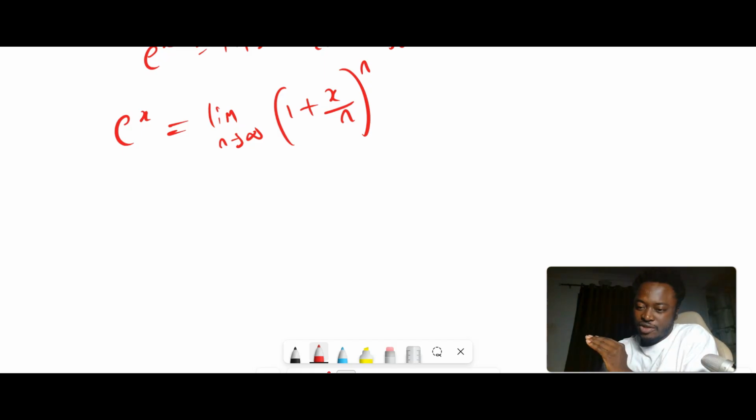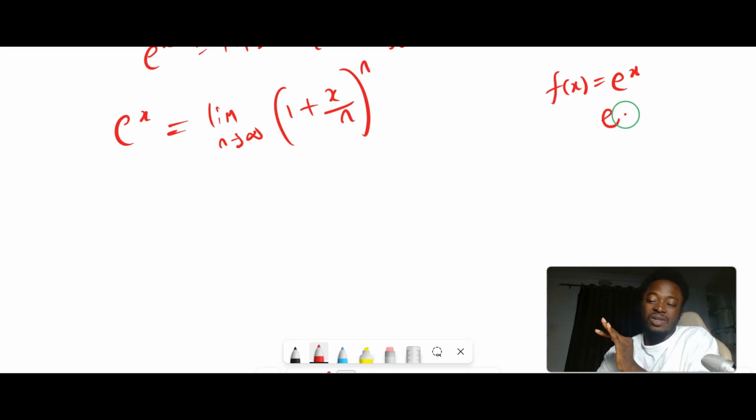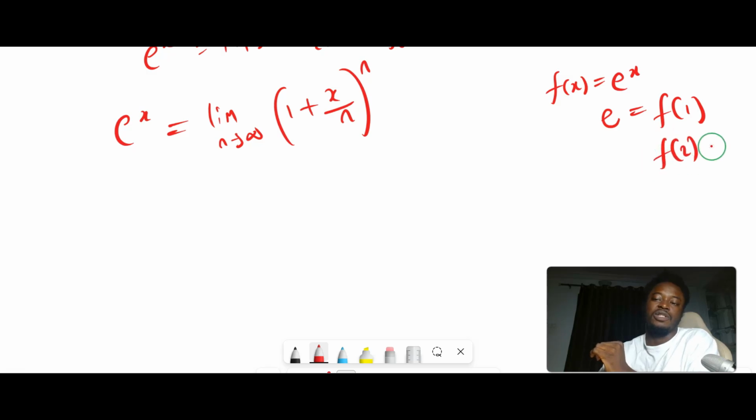The exponential function is a function: f(x) equals e to the x. But the exponential number, Euler's number e, is not a function. It's basically a constant. Although they are similar, e is equal to f(1). So there is also f(2), which is going to equal e squared. We're going to try to find the general series for the exponential function.